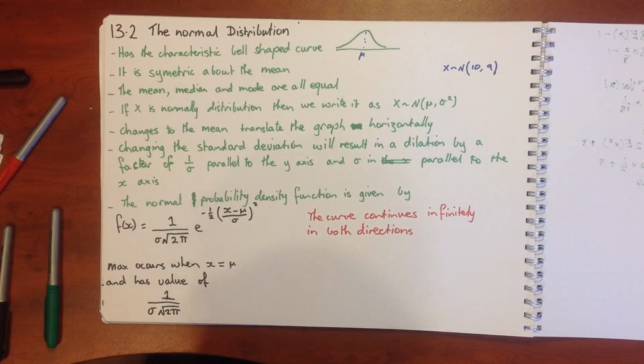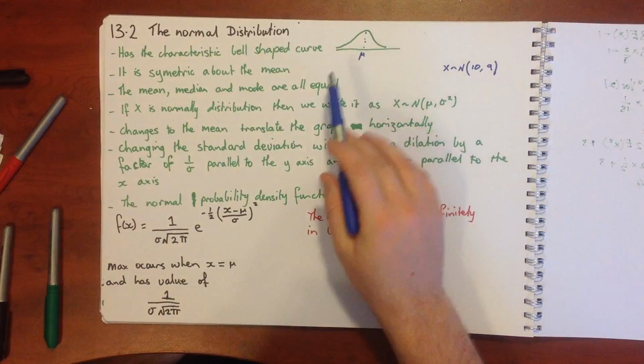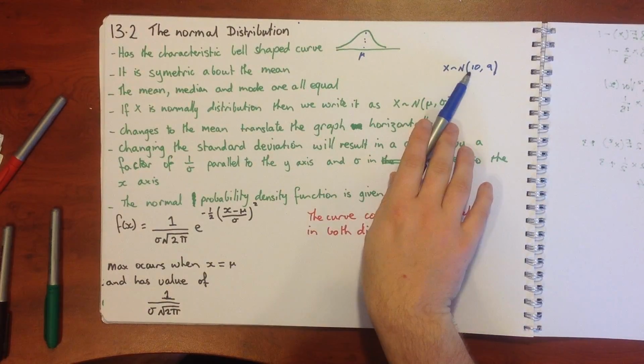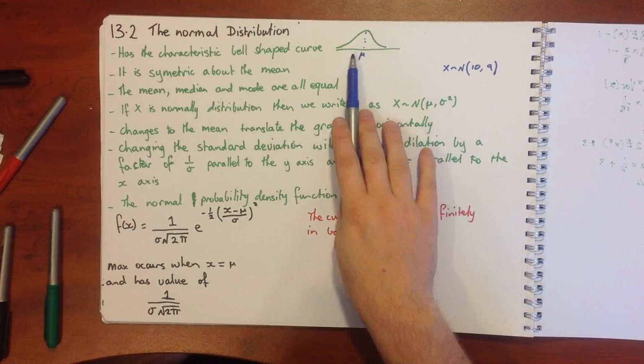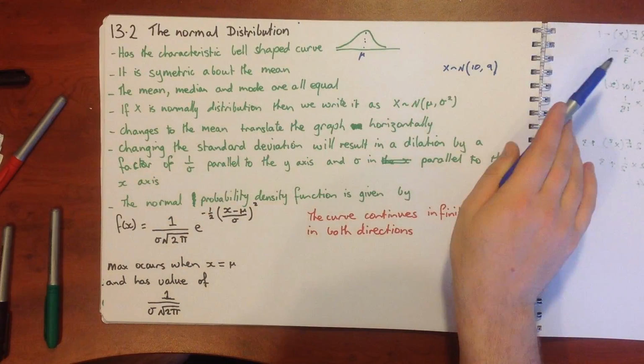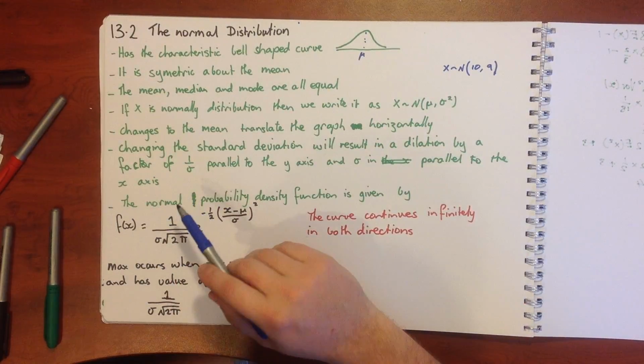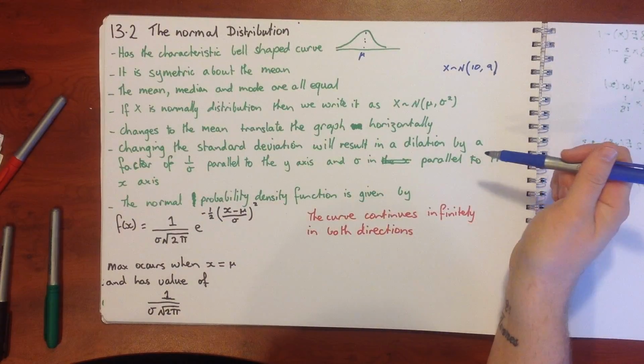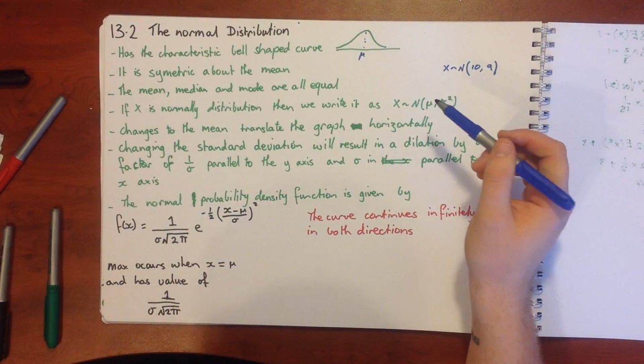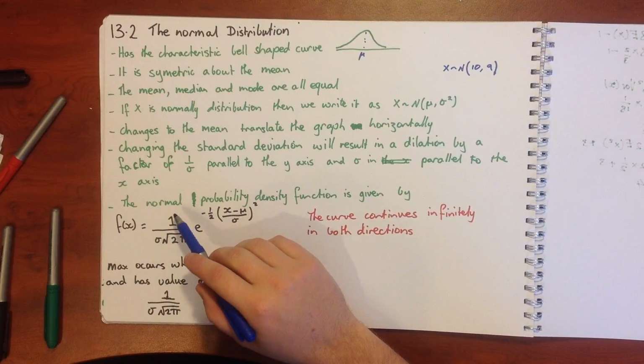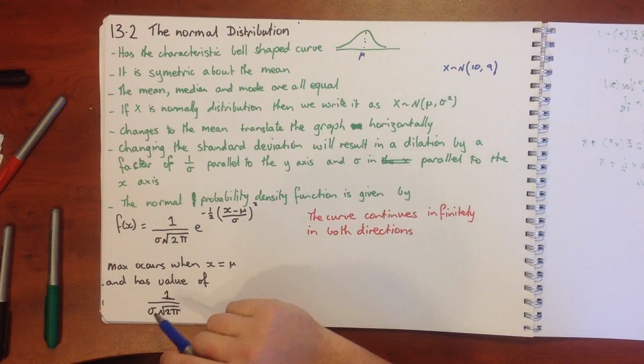Changes to the mean translate the graph horizontally. So if we had our mean as 10, and then we change our mean to 15, the whole graph will move across to the right. Changing the standard deviation will result in a dilation by a factor of 1 on sigma parallel to the y-axis and sigma parallel to the x-axis.